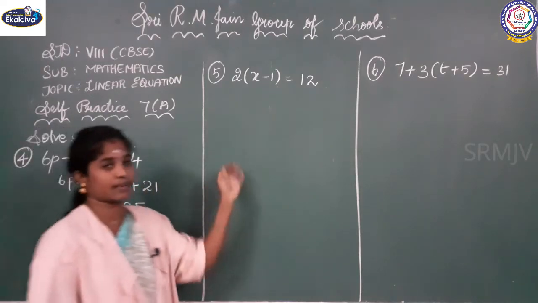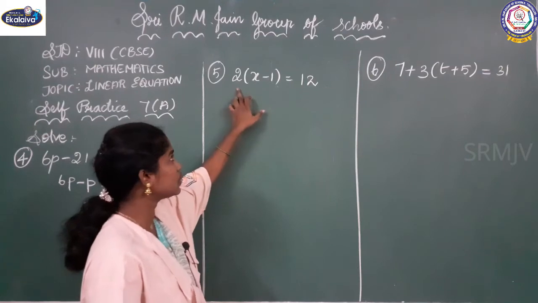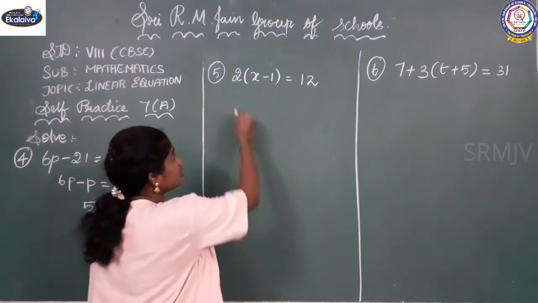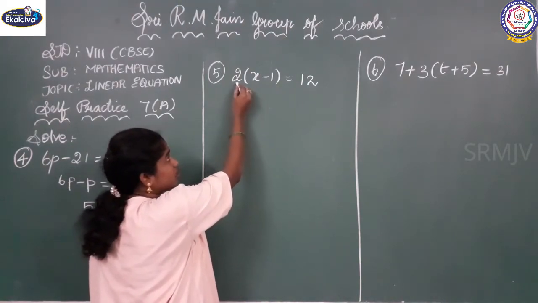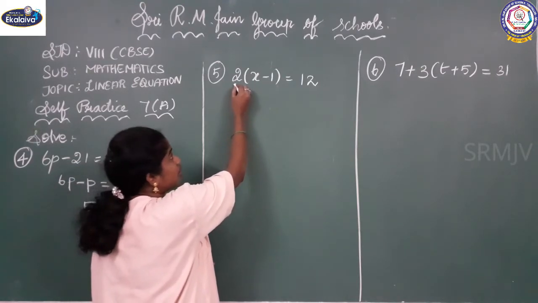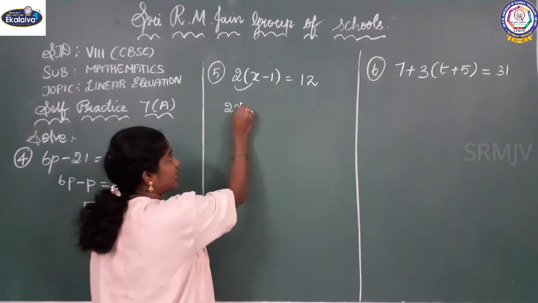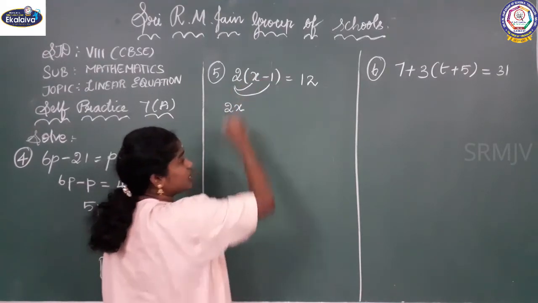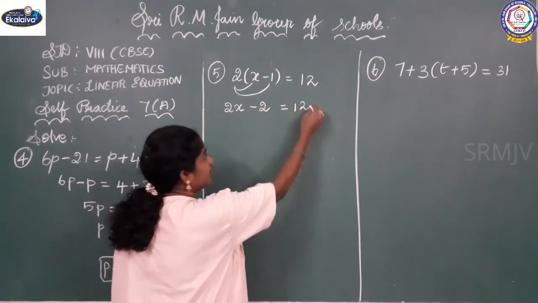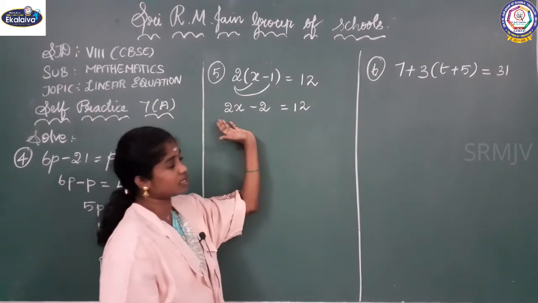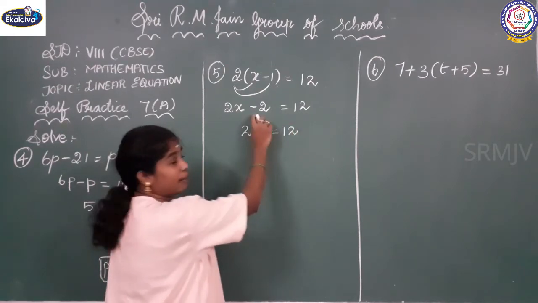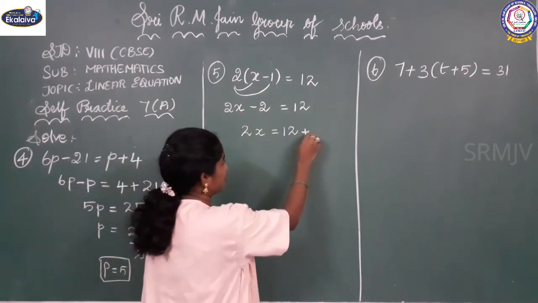Let us see the fifth sum. So what is given? 2 into x minus 1 is equal to 12. What is 2 into x minus 1? So this 2 is common for these two terms, right? So we have to multiply commonly with these two terms. So 2 into x, 2x. Minus 1 into 2, minus 2 is equal to 12. Then now, I am going to bring the constant term one side. So 2x is equal to 12 and minus 2 becomes plus 2.